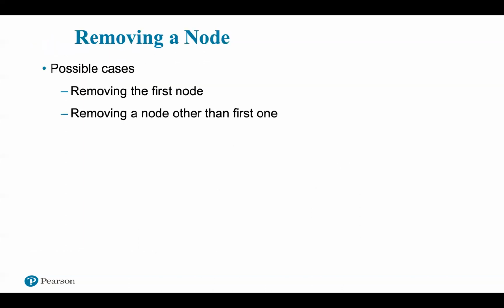So what about removing a node from various positions? To remove a node at the specified position within a non-empty chain, we must consider 2 cases. Case 1 is removing the first node, and case number 2, removing a node other than the first one.